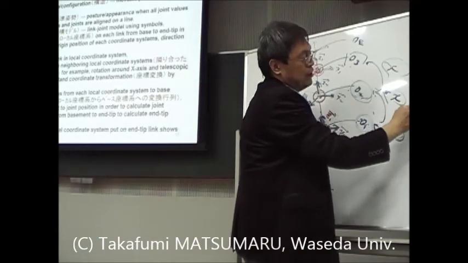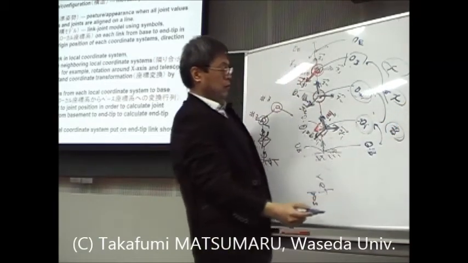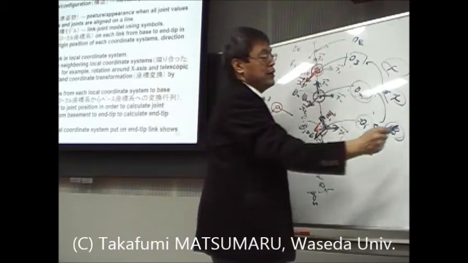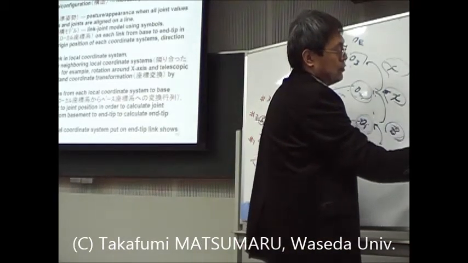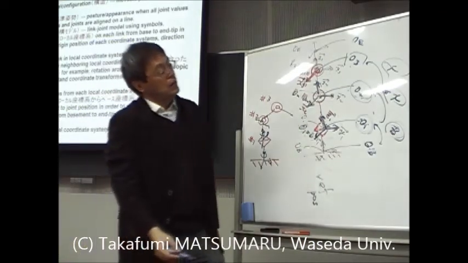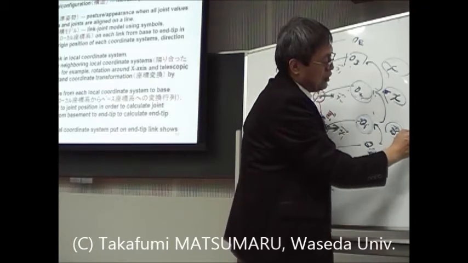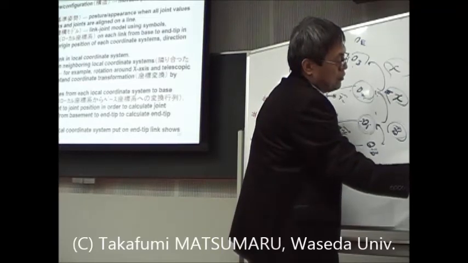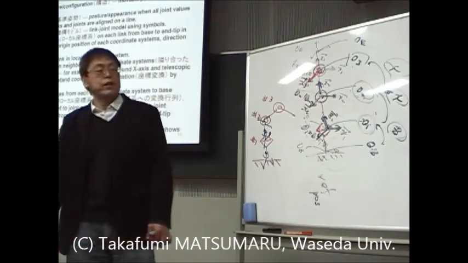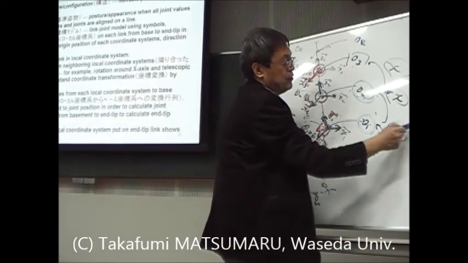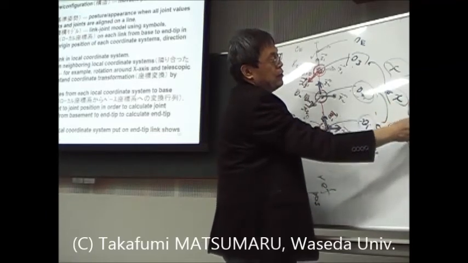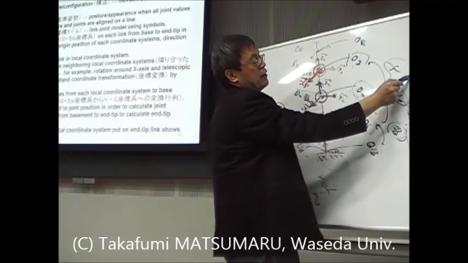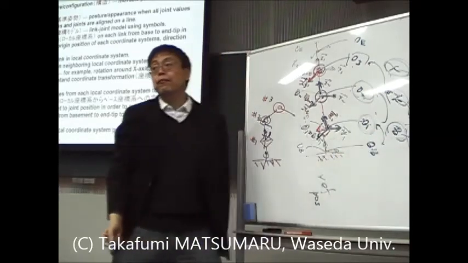And by using this C12 matrix, we can understand the relationship between this coordinate system and this coordinate system. And also by using this C01, we can understand the relationship between the first coordinate system and the zeroth or base coordinate system. So for neighboring coordinate systems we use this 3 by 3 matrix. The content of the 3 by 3 matrix is, for example, the rotation around the x-axis, or rotation around the z-axis.